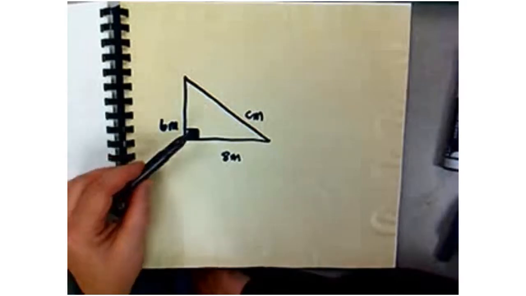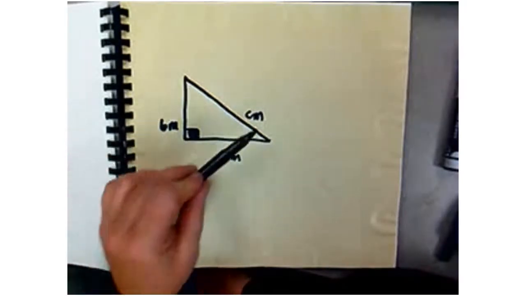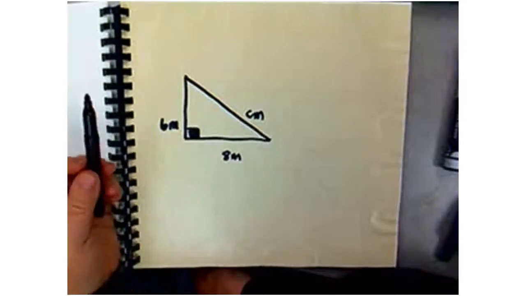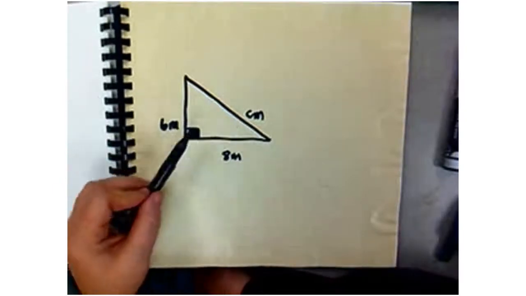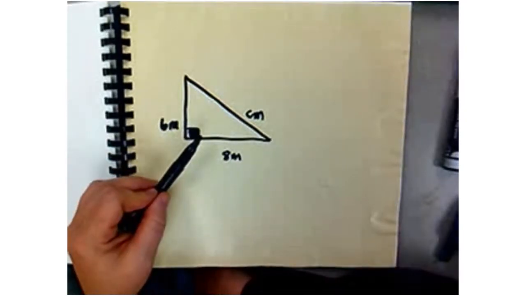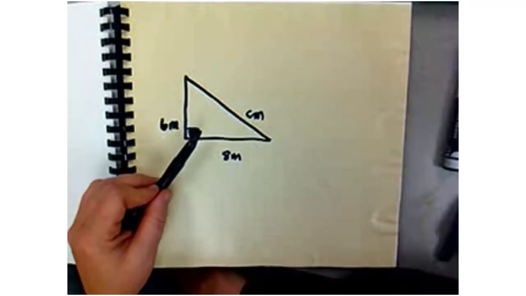So we know this is a right triangle. We have a leg, and we're missing the hypotenuse. The Pythagorean theorem can be used to find the hypotenuse by doing substitution for a squared plus b squared equals c squared and doing the math.